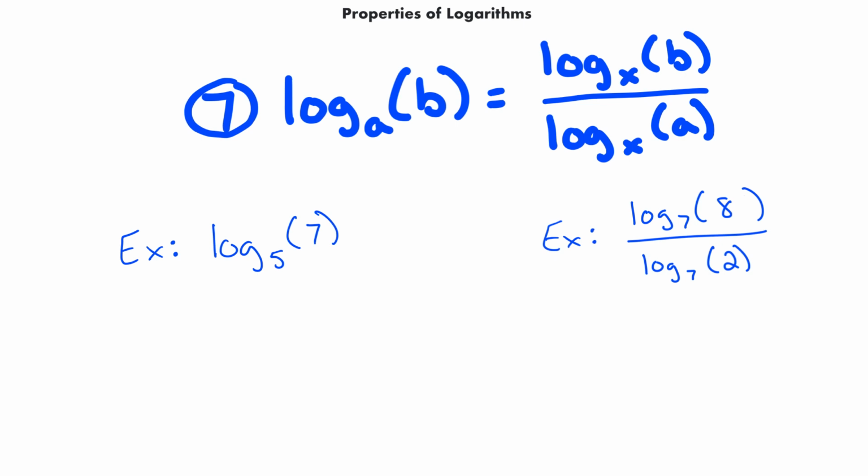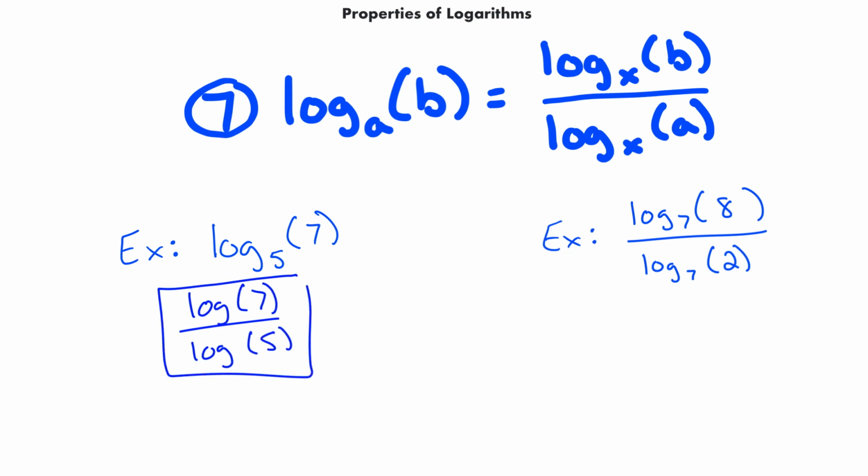This is often referred to as the change of base property, because it allows me, for my first example, I don't like bases of 5, I like bases of 10. I can convert a logarithm into the quotient of two logarithms where we get to pick what x is. So I can turn that into log base 10 of 7 divided by log base 10 of 5. And now this is something that I could look up on one of those tablets.